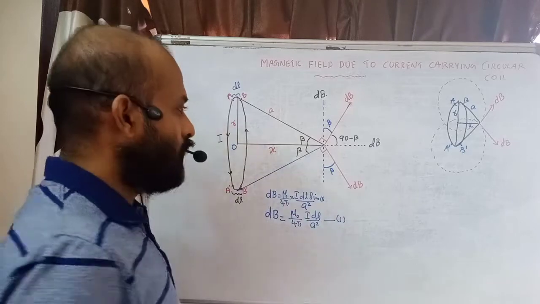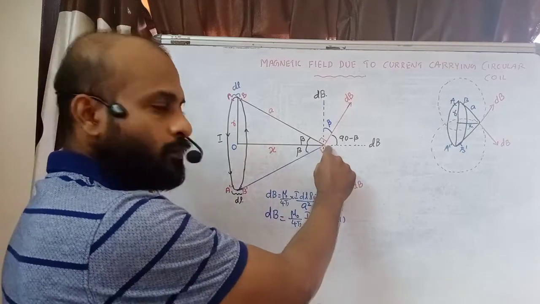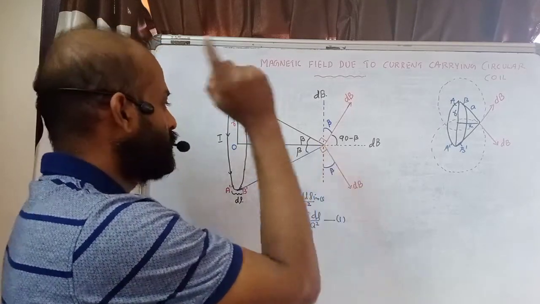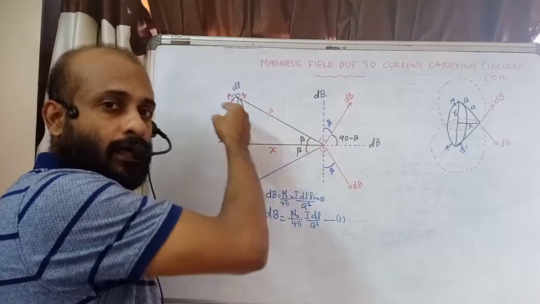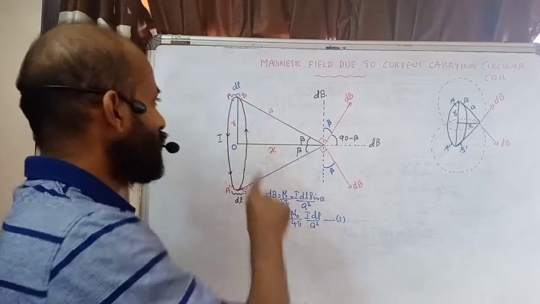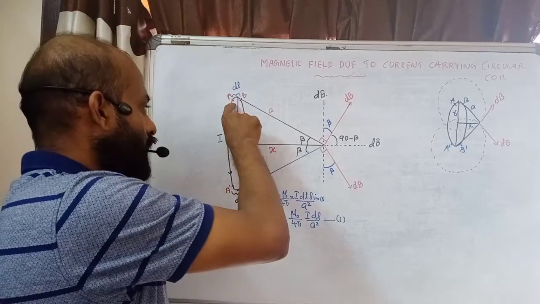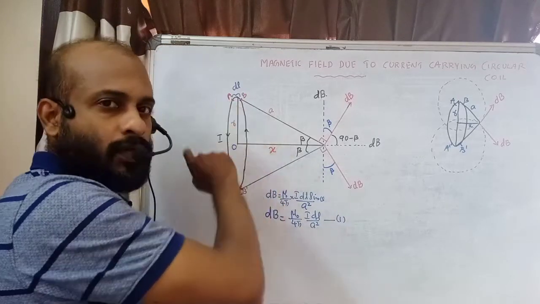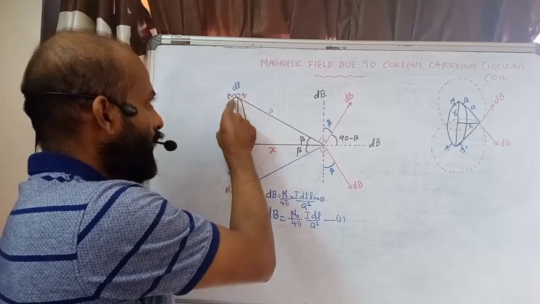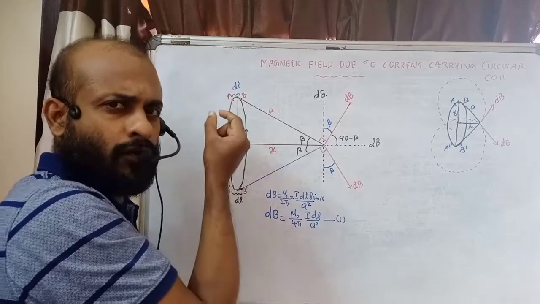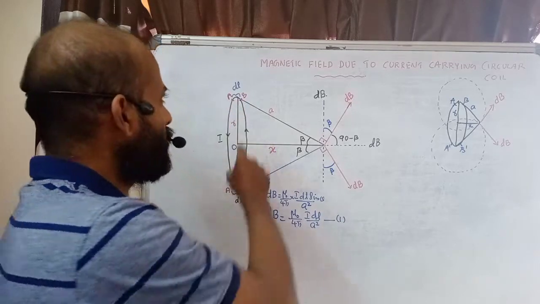What we need to find? We need to find the net magnetic field at this point. That's our aim. So we are going to find the magnetic field at this point due to the entire current carrying circular coil. The circular coil is having a radius capital R. Now I am going to consider a small element of the current carrying circular coil, AB. AB is an infinitesimally small element of the coil.